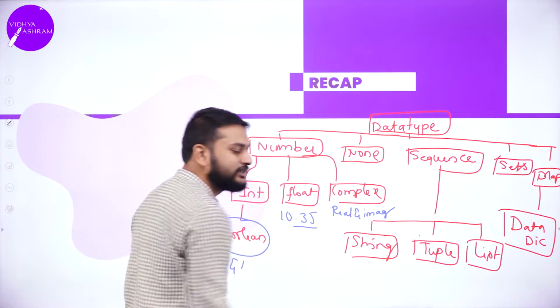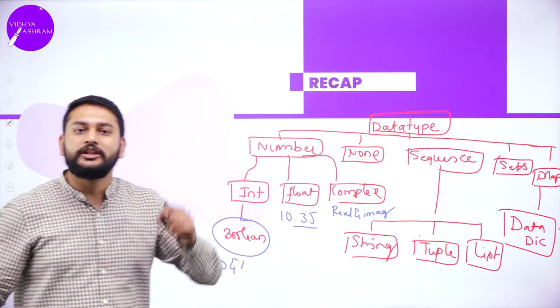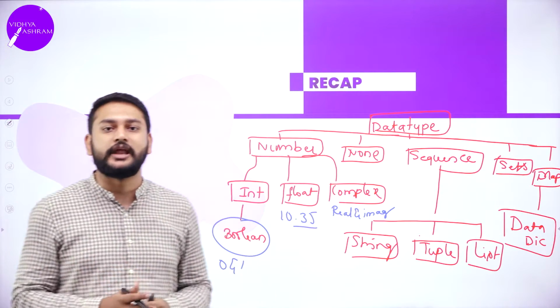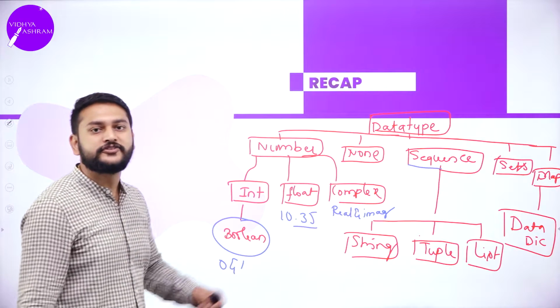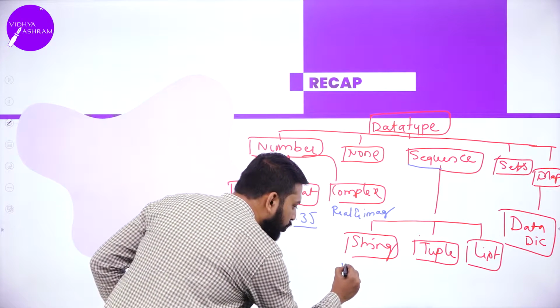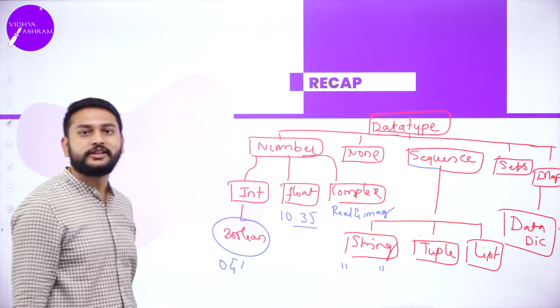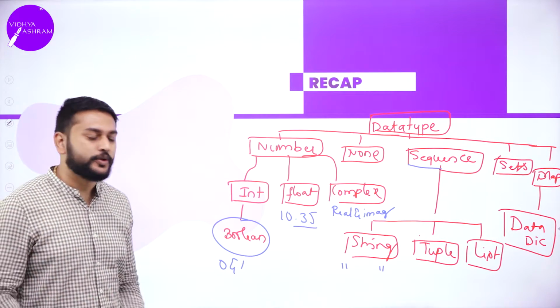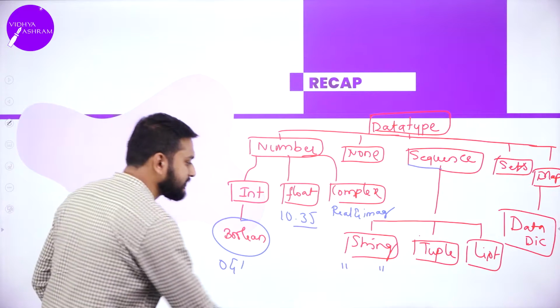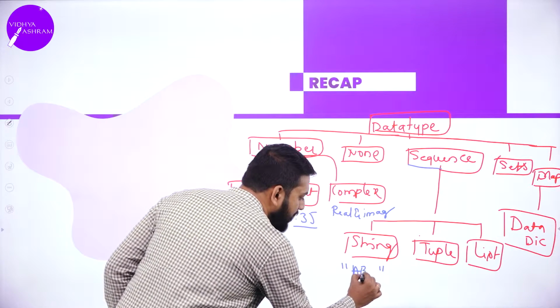None is a data type which we use to represent the absence of data. And then I have sequence. Under the category of sequence we have string, a group of characters which is enclosed between the double quotes. A group of characters enclosed between the double quotes is what you will call a string. For example, A, B, C.